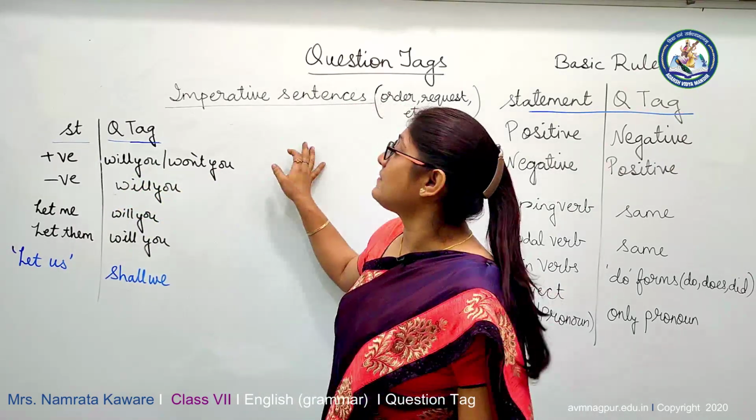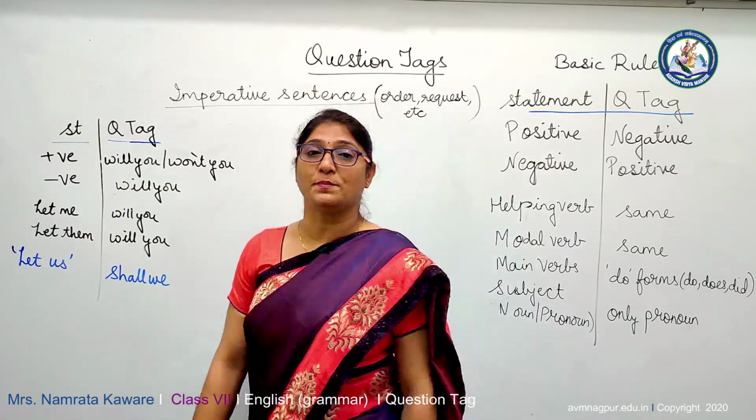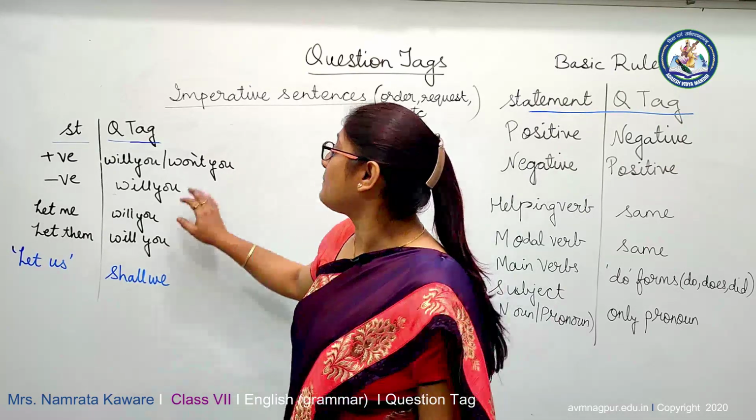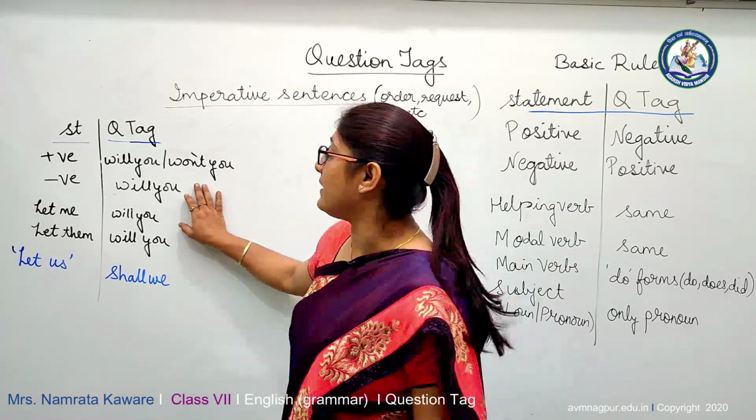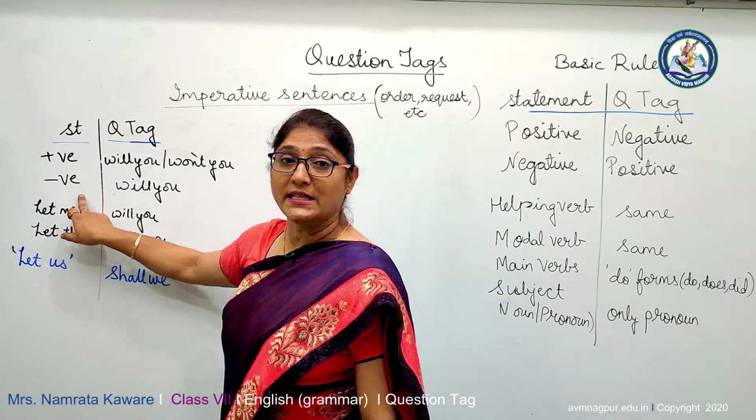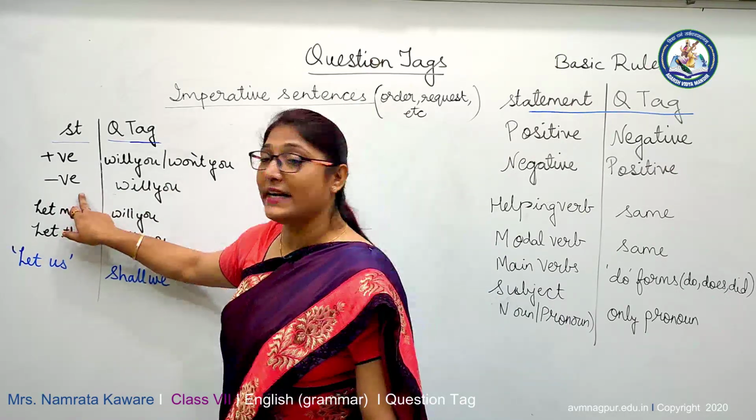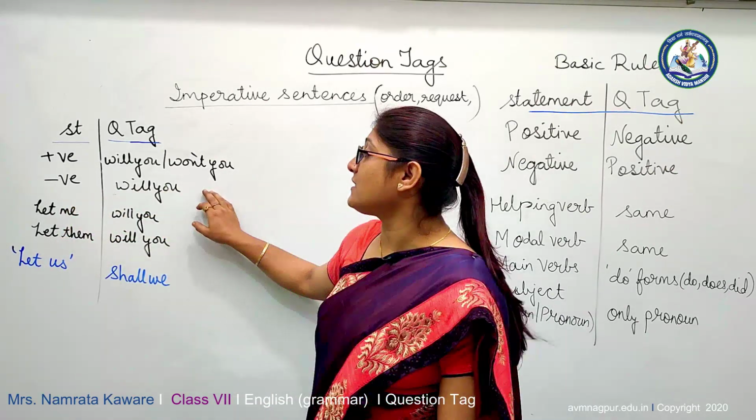As an imperative sentence is always told by the first person to the second person, the subject assumed is you over here. If the imperative sentence or the command is negative, then the tag will always be positive.